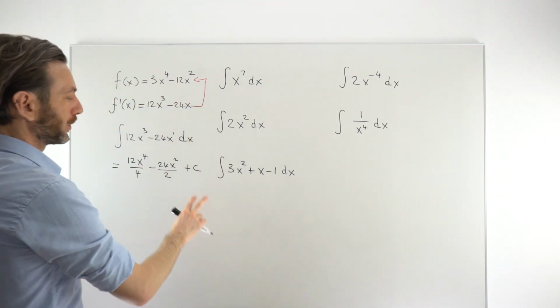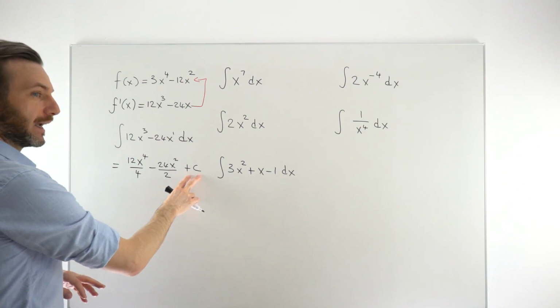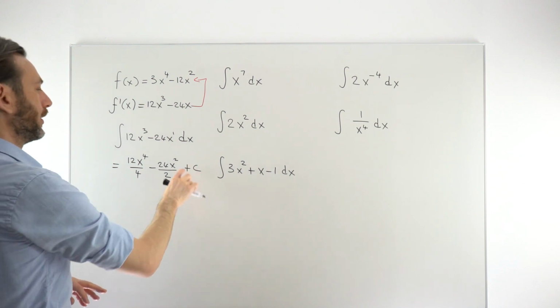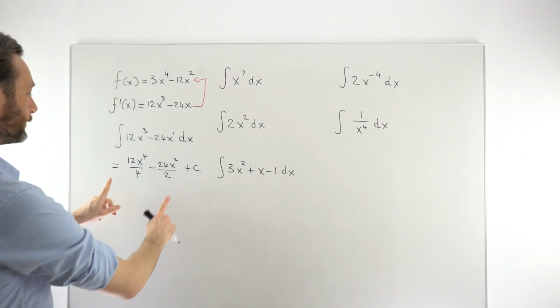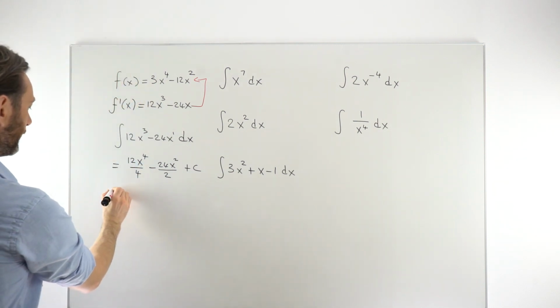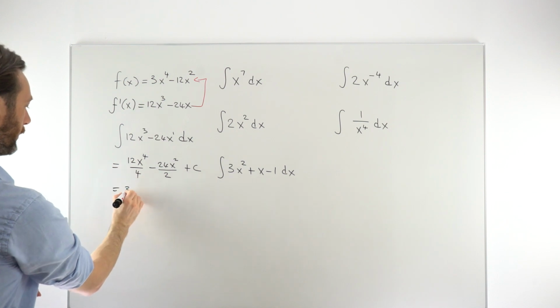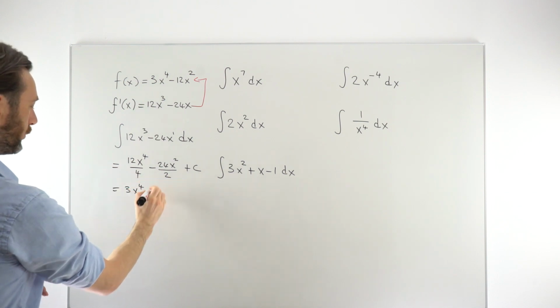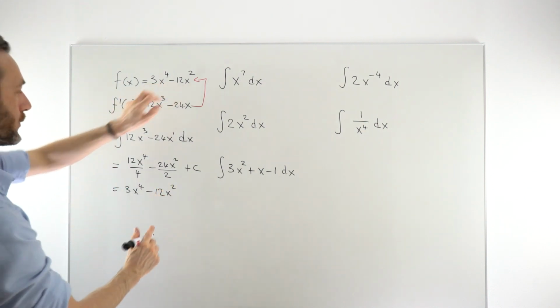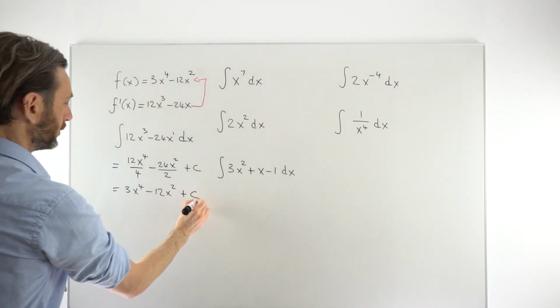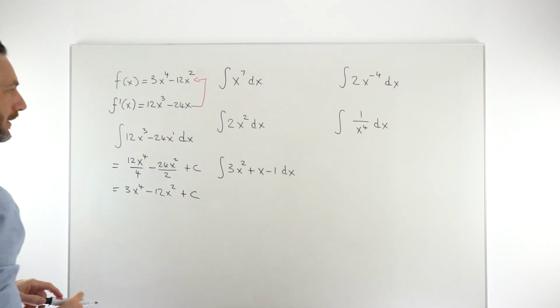Later on in this topic, we're going to figure out more techniques around this, and we're going to find this value for certain function types and certain question types. So we could simplify this just by dividing. So 12 divided by 4 gives you 3x to the 4. 24 divided by 2 gives you 12x squared. So that's taken us back to where we started, but we've got this plus c on the end.